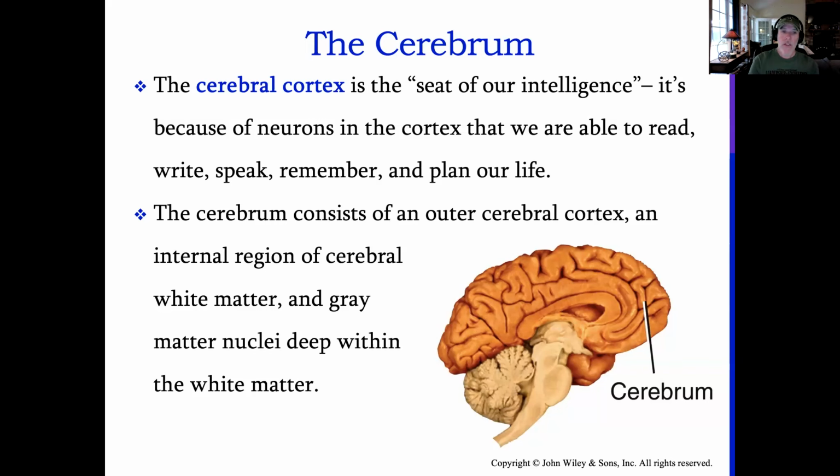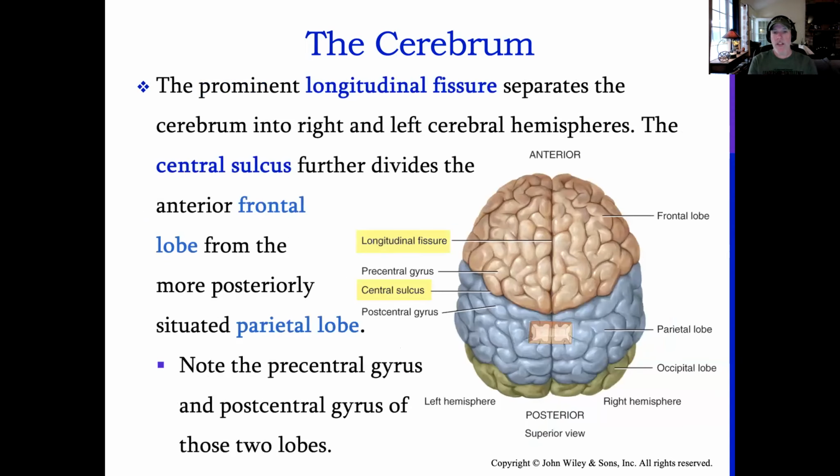Now, the cerebrum, we said, is going to be made up of 4 primary lobes. The lobes are identified and named for the bones under which they sit. So we're going to have a frontal lobe that sits underneath the frontal bone. We'll have parietal lobes that sit underneath the parietal bone. We'll have occipital lobes that sit underneath the occipital bone. And on the lateral sides, we'll have temporal lobes.